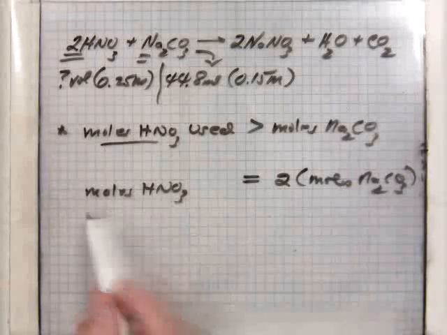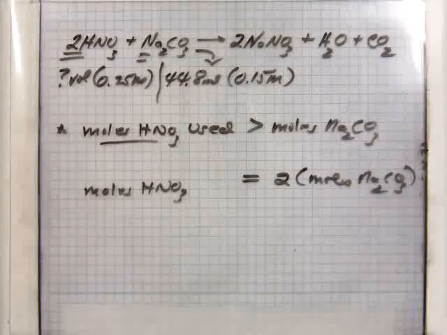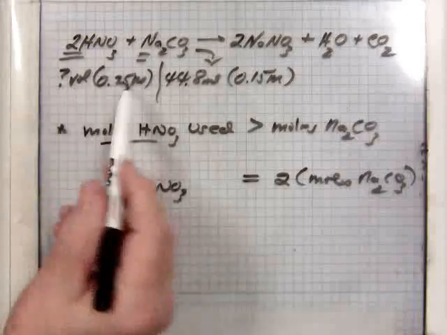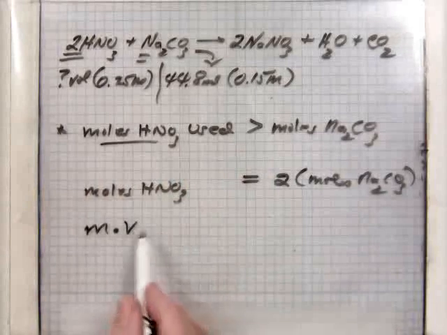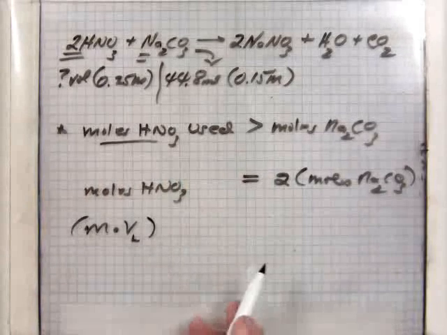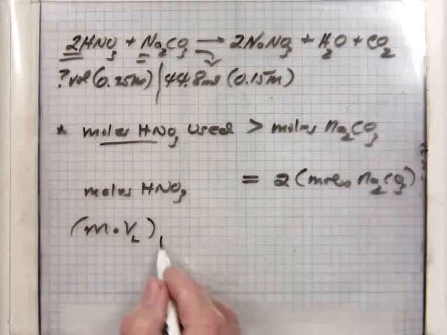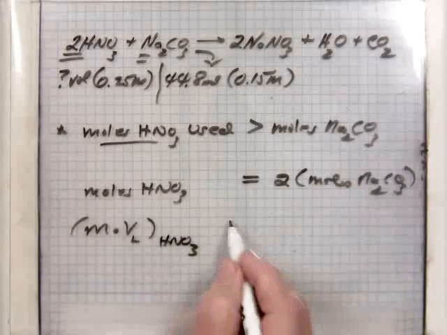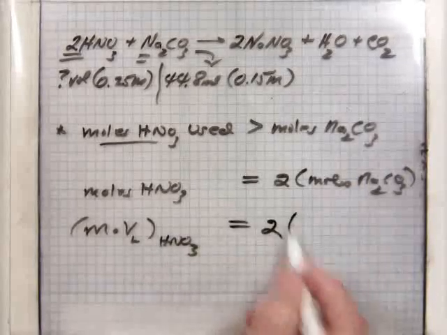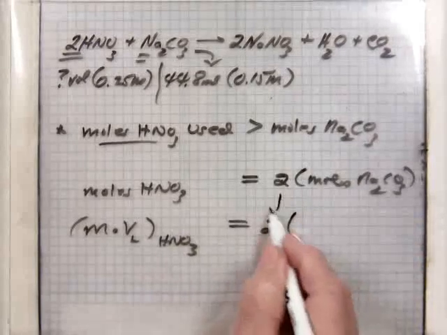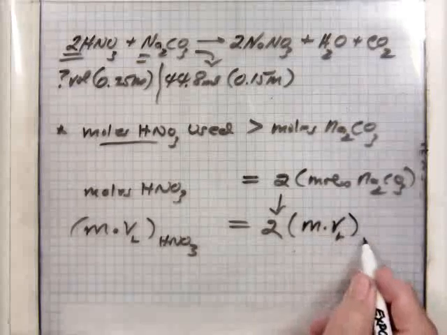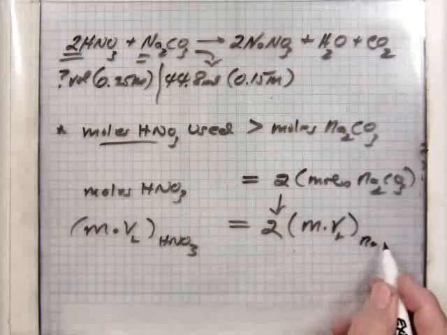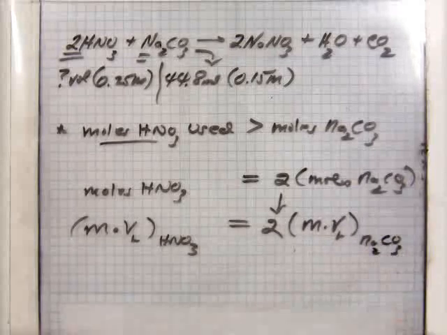Well, what is moles anyway? How do I get moles out of solution data? Well, molarity times volume expressed in liters of the HNO3 has got to now be equal to 2 times molarity times volume in liters of the sodium carbonate. See what I did?